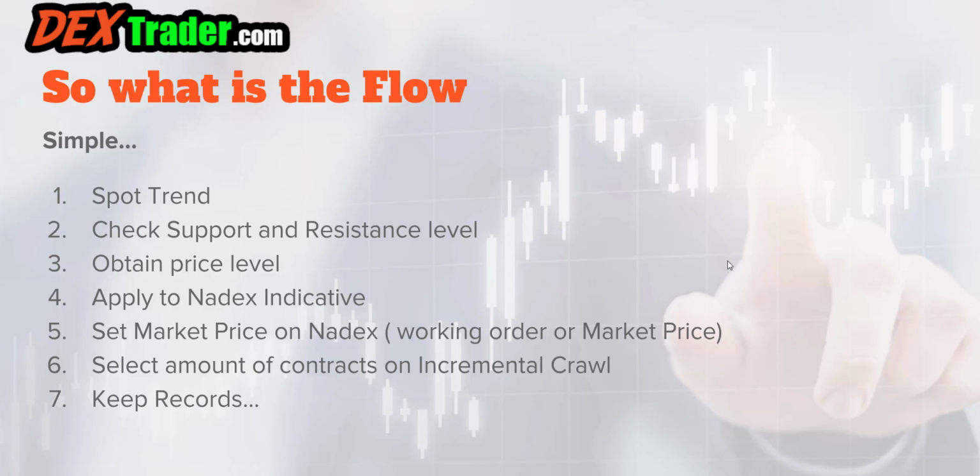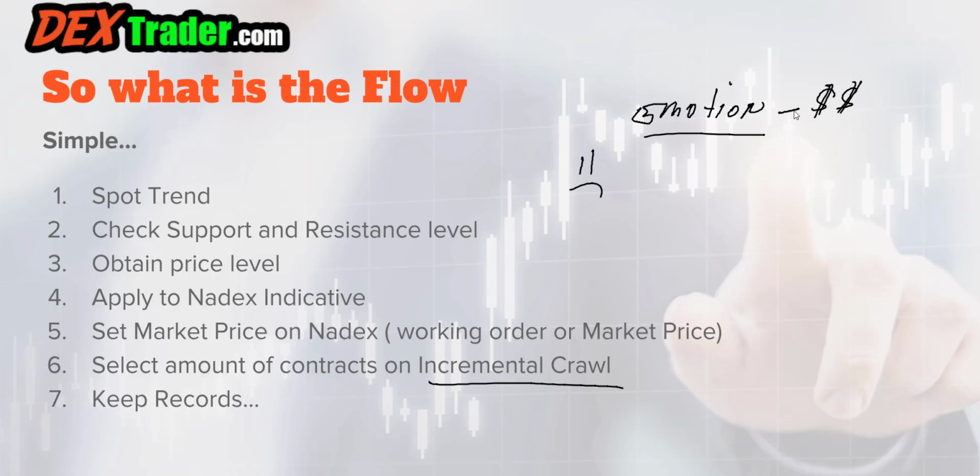Number 6, select the amount of contracts on incremental crawl. We have this process that we refer to as the incremental crawl because there is a set of emotion that happens when we trade, and it's always about money. When we lose, we become unhappy and we get sloppy, or we try to revenge trade. We try to add more contracts to make more money because we think, I just lost 2 in a row, I can't lose a third because the system's so good. You get this emotion coming in, and it should never be driven by money. This is where a lot of traders fail, because they use emotion to think that they can get ahead by making quick, cut-corner deals.